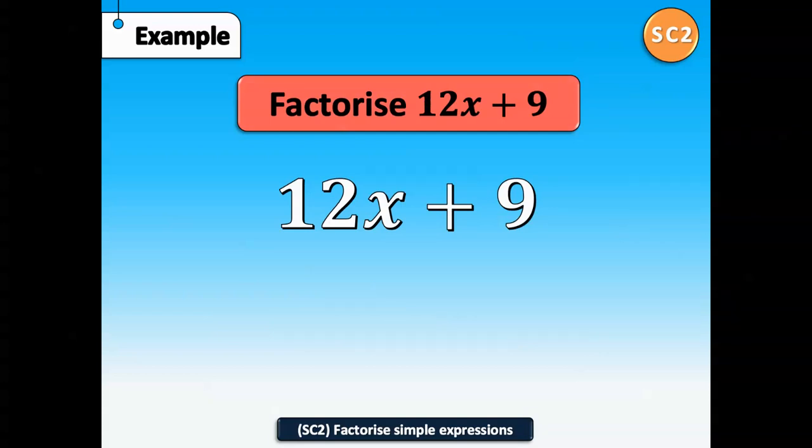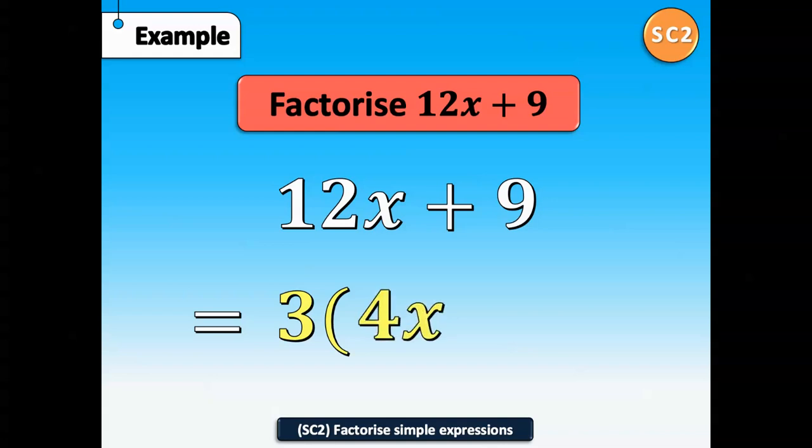Here's another example. So I want to factorize 12x plus 9. So I need to think about the biggest number that will go into 12x and 9. And that's 3. So 3 goes on the outside of the bracket. So now I need to think, what do I times 3 by to make 12x? Well, I times it by 4x. And what do I times 3 by to make 9? Well, I times it by 3. That's my answer. 3 brackets 4x plus 3.